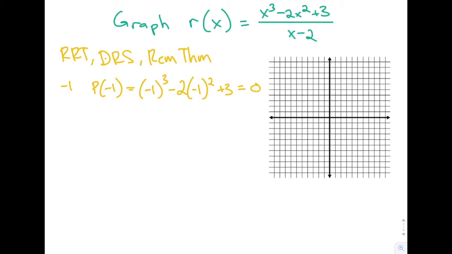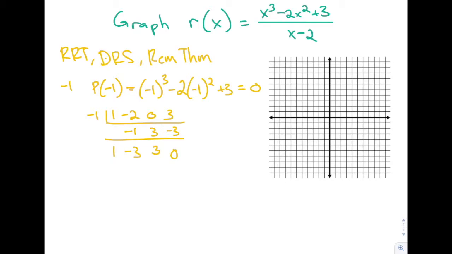So then we do synthetic division. We're trying -1 into 1, -2, 0, and 3. Drop 1 down, -1 times 1 is -1. -2 plus -1 is -3. -1 times -3 is 3. 0 plus 3 is 3. -1 times 3 is -3. So we have 0.